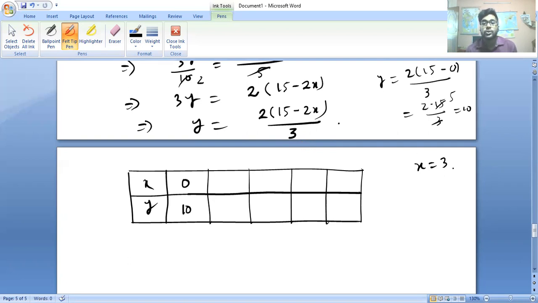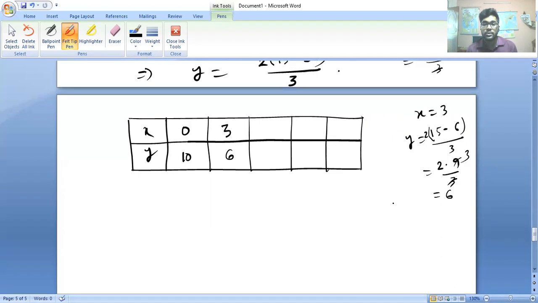Clear? So if I put x is equals to 3, then y becomes 2 into 15 minus 2 into 3, so 6, by 3. So 2 into 15 minus 6 becomes 9. So 9 by 3, so 3 3s are 9, 3 2s are 6. It comes 6. If I put x the value 3, y's value comes as 6. So this I'm doing it for the graph.